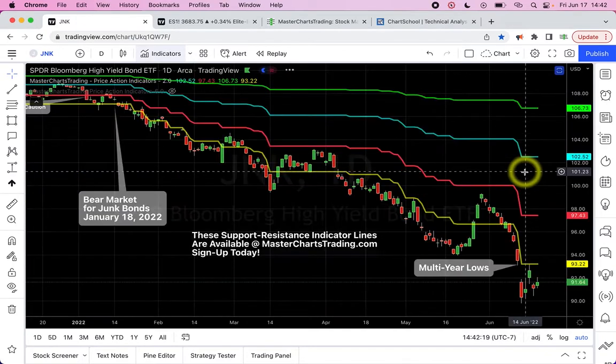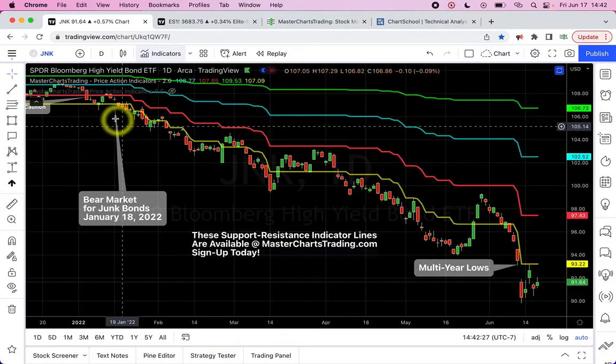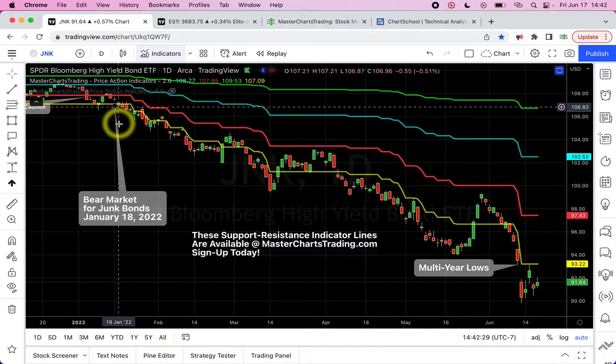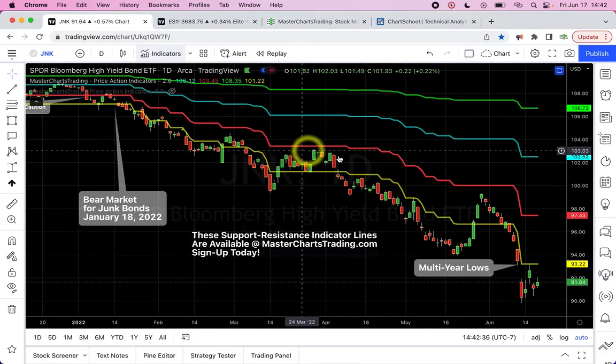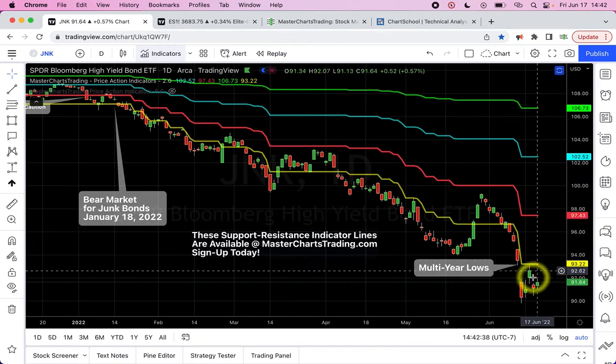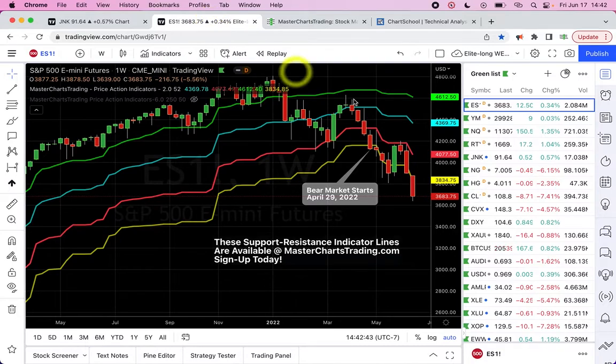So now let's look at junk debt. So junk debt and stocks, generally speaking, move the same direction. Now junk debt and actually Russell 2000 were the first canaries in the coal mine, and notice how big this move down was, just enormous. Now we're at multi-year lows, so I want to go to weekly charts.